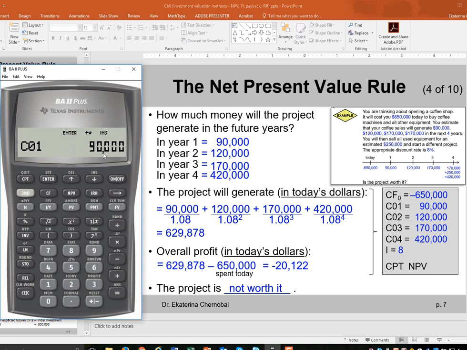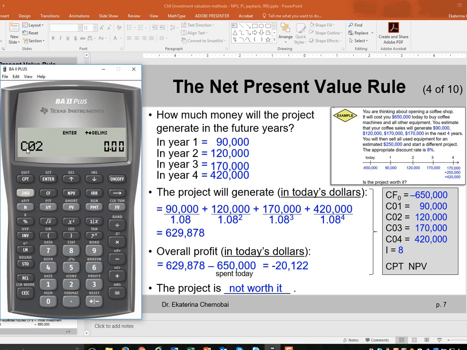I leave this sign as is. In other words, it's positive. I press enter to save this number, and I press the down arrow key. F01, frequency of my first cash flow that I have just entered. It's only once in a row, and so I leave the frequency at 1, which is the default. I can then save it by pressing enter and then press the down arrow key, or I can just press the down arrow key without pressing the enter button.